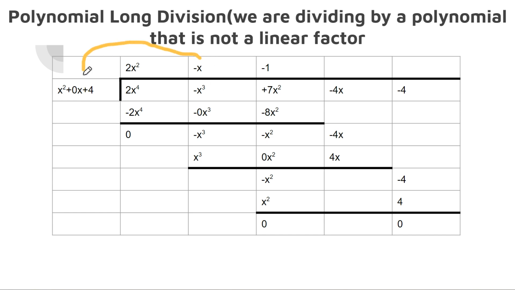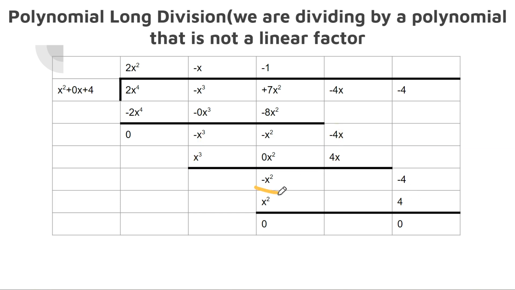Now we're going to take this negative x, multiply it to all of these terms. Negative x times x squared, negative x cubed. Switch the sign though, so x cubed. Negative x times 0x is 0x squared, switch the sign. Negative x times 4 is negative 4x, but switch the sign, so it's 4x. We're going to add this. These two cancel, so do these, and we're just left with negative x squared minus 4.